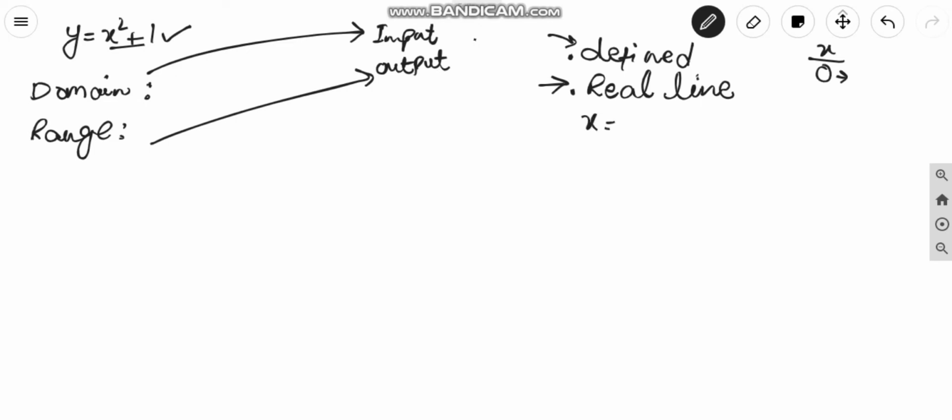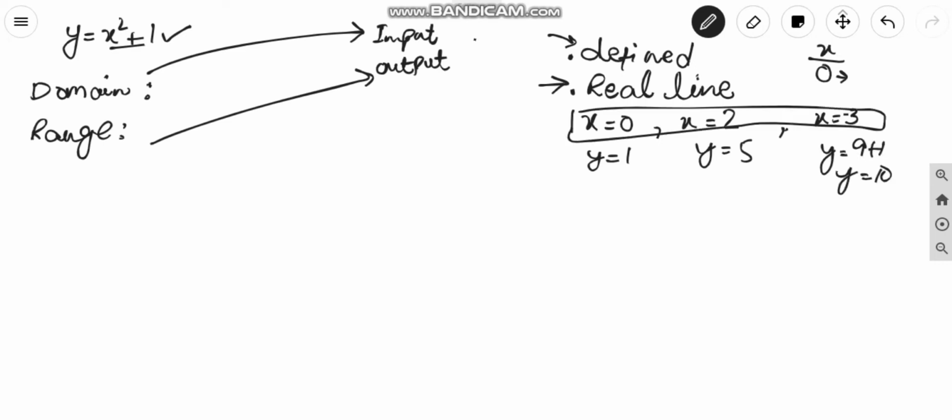So let's put x equals 0. Our answer will be 1. When we put x equal 2, the function will return 5. When we put x equal to 3 or minus 3, our function returns 9 plus 1, that is 10. So you can see that when we put a real number, the function also returns real values. So the domain of the function will be all real numbers.